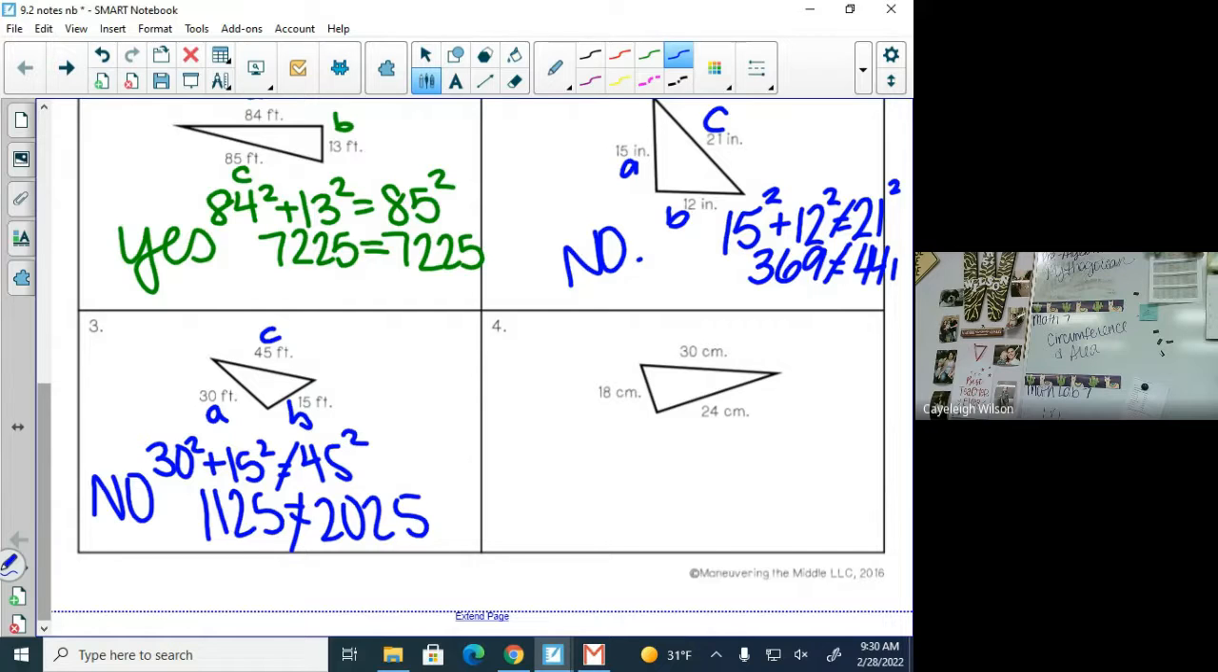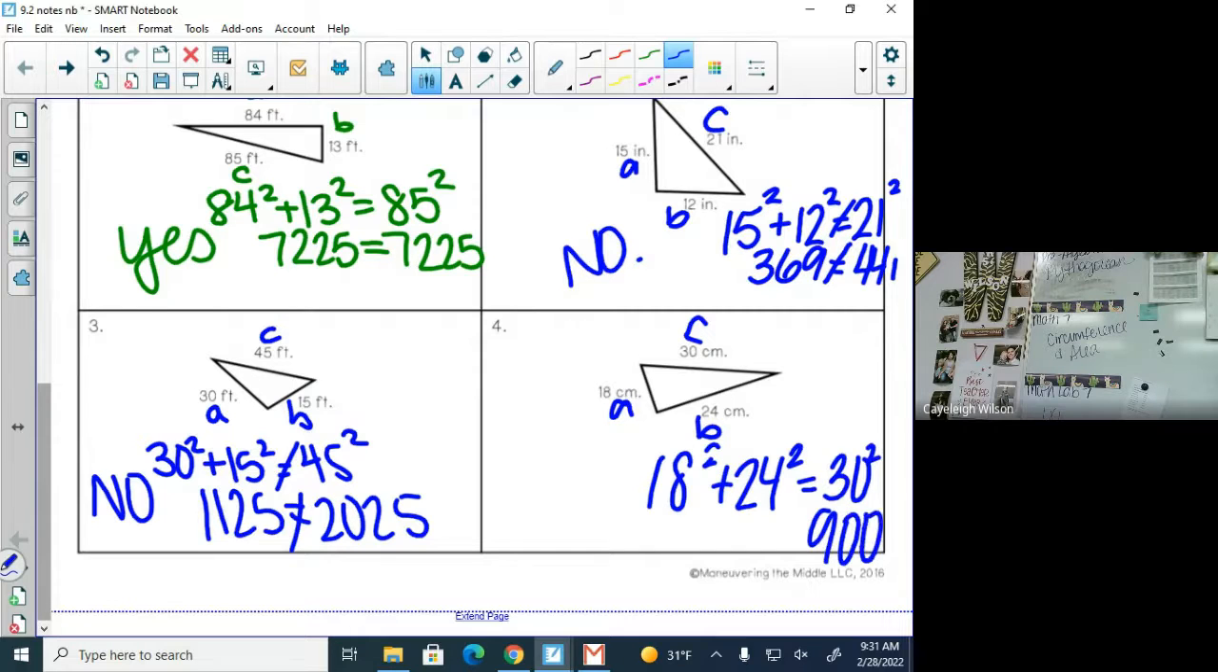All right, and then this one, C is the 30, A and B. So 18 squared plus 24 squared equals 30 squared. So that's 900. 18 squared plus 24 squared is also 900. So this one's a yes. They do make right triangles.